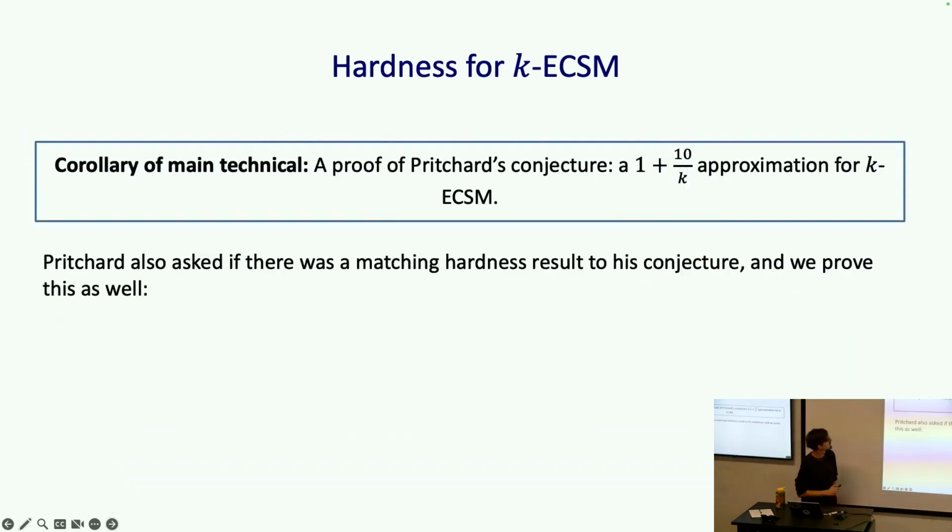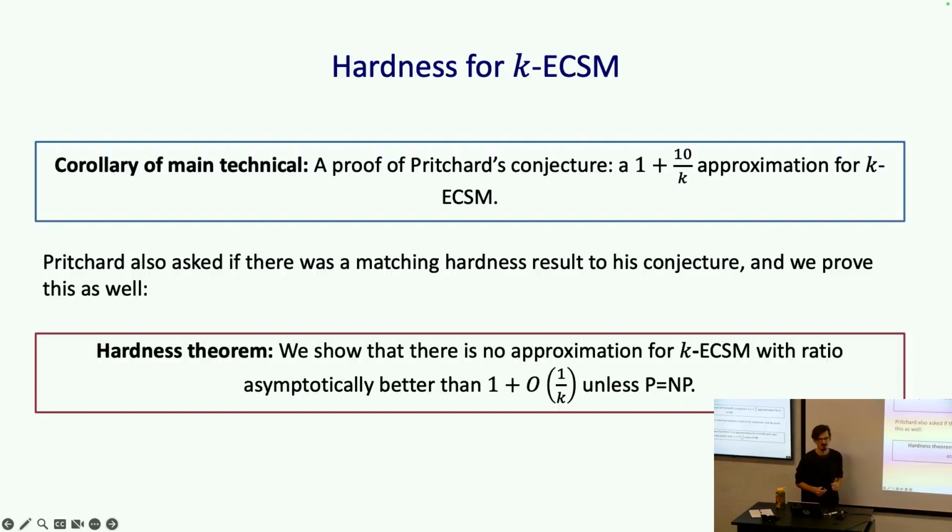One final thing we prove is that, so there's a question also asked in this paper by Pritchard, which is if there's a matching hardness result to this conjecture. So can you do better asymptotically than 1 plus O(1 over k)? And we proved that you can't unless P equals NP. So this is tight up to the constant 10.